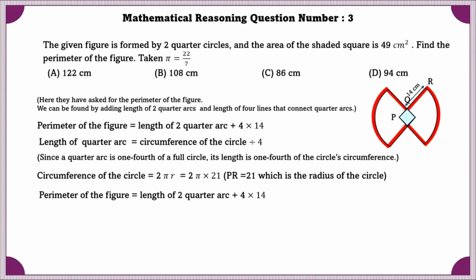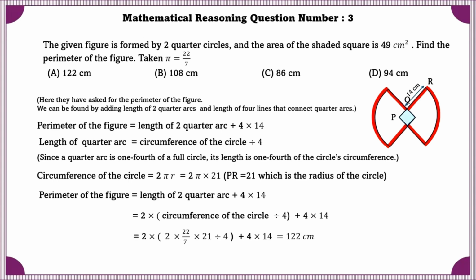So perimeter of the figure is equal to length of 2 quarter arcs plus 4 into 14. Now substituting the value of length of 2 quarter arcs, we will get 2 into circumference of the circle divided by 4 plus 4 into 14, which is equal to 122 centimeters.